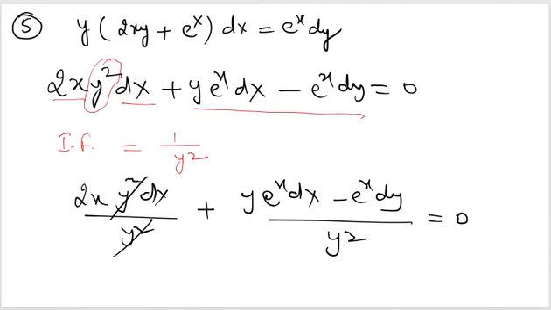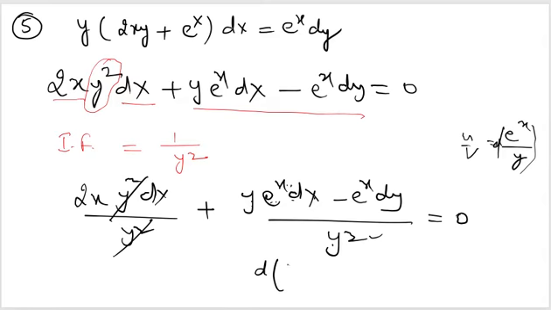Here y square gets cancelled, and you can see the u by v formula. What is u by v? This is v square, this is v, u is e to the power x, so the derivative of e to the power x is u and y is v. When you find the derivative, you get y times the derivative of e to the power x, which is e to the power x dx, minus, by the formula, e to the power x times the derivative of y, which is 1 times dy. So it is correct.